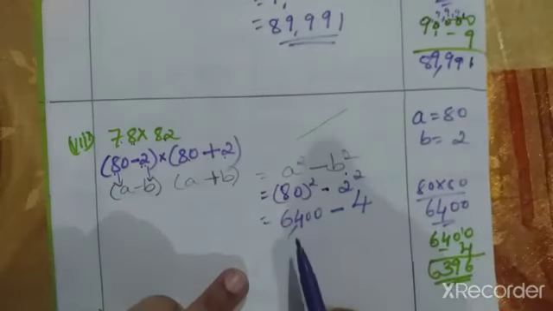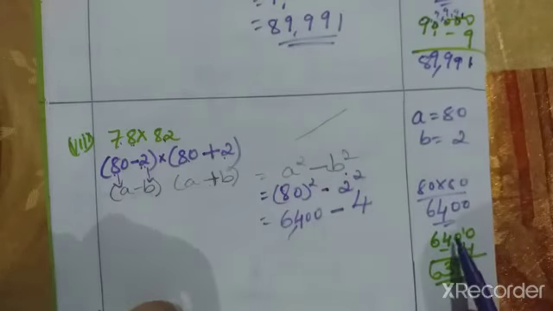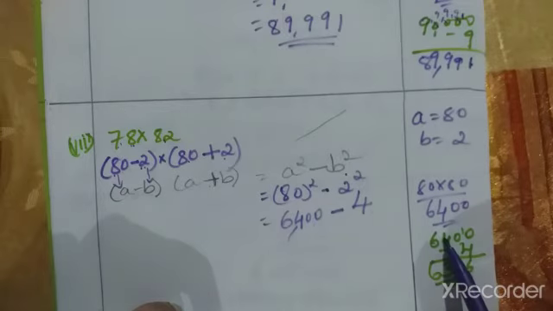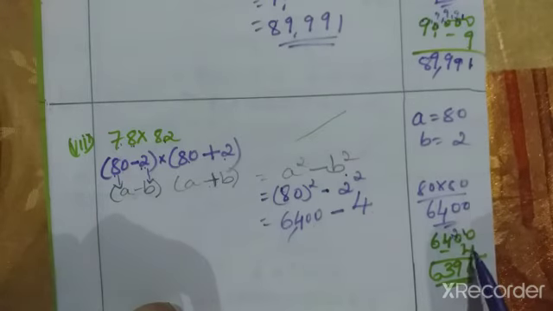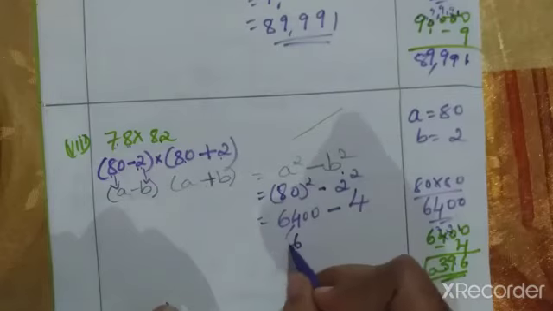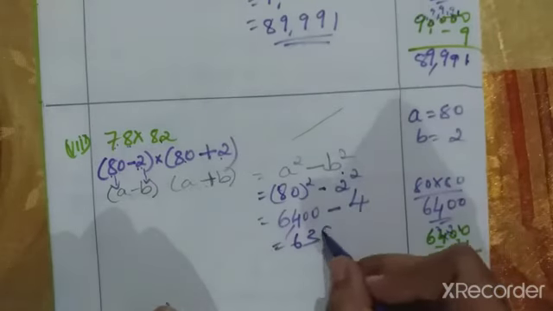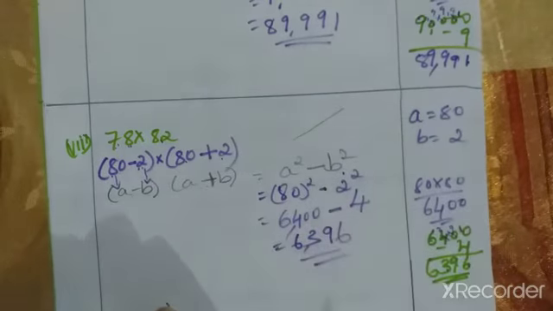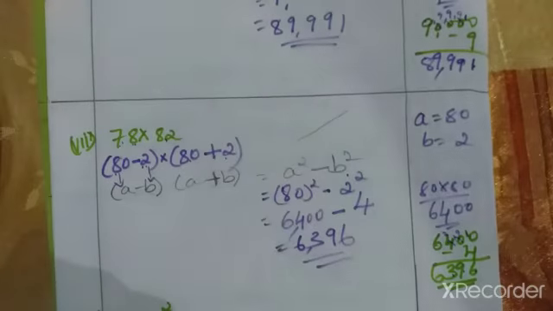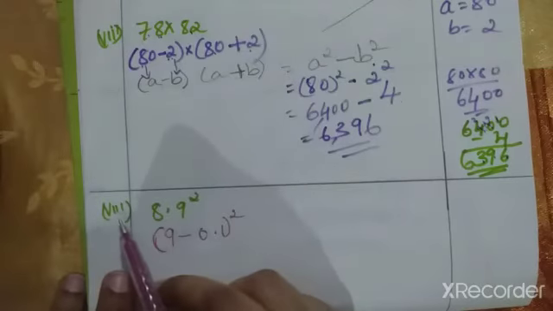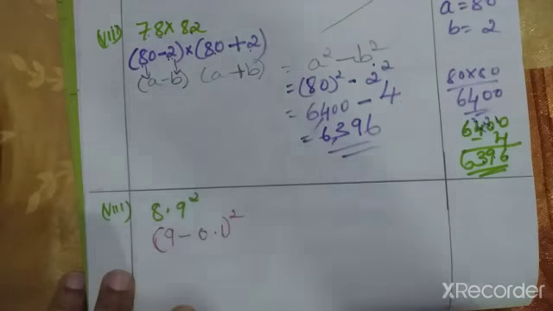After subtracting 6400 minus 4: 0 minus 4 we can't, here also 0 we can't subtract, so borrow 1 from 4, so here 10, so borrow 1 to here. Now this becomes 9. 10 minus 4 is 6, and here 9, and 4 becomes 3, we have to write 3 and 6. Answer is 6396.